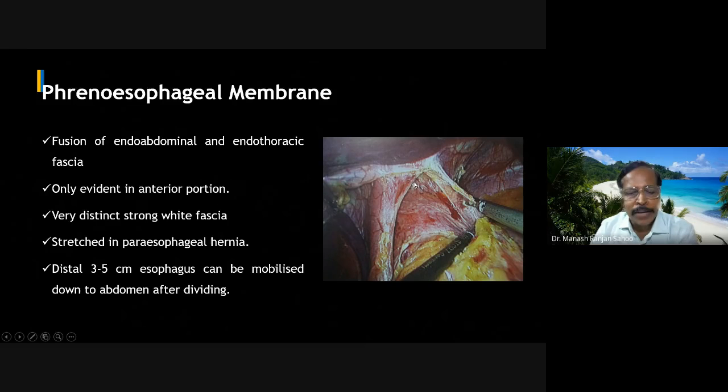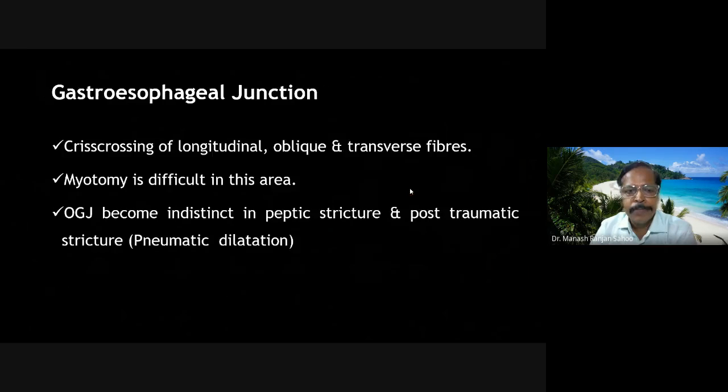This is a signing fibrous membrane, which we'll see later on. It's a very distinct, strong white fascia, stretched in paraesophageal hernias, and the distal 3 to 5 centimeters of the esophagus can be thoroughly mobilized if the surgeon divides the phrenoesophageal membrane.